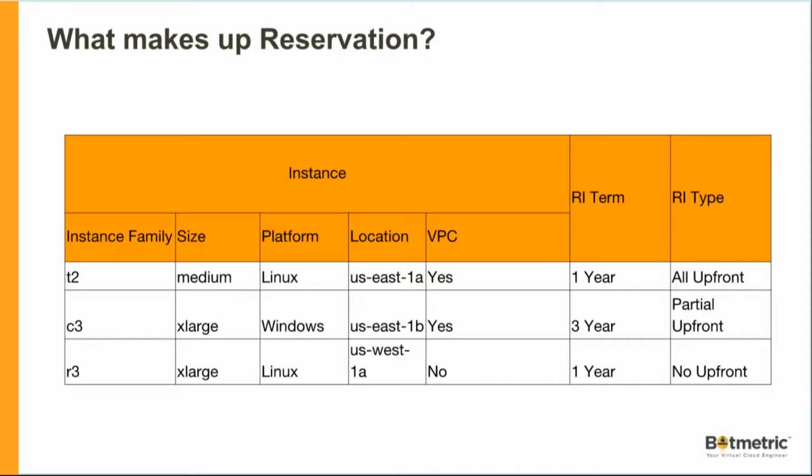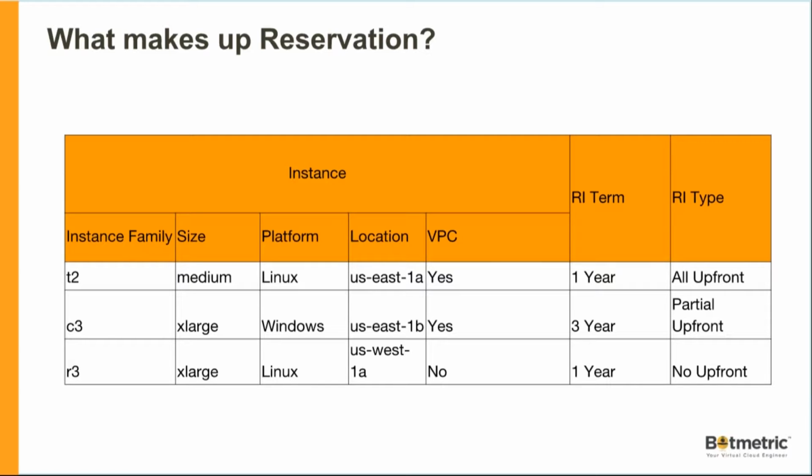So what makes up a reservation? You can see on the screen all the things which make up a reservation. There is no instance ID mentioned here, because the instance ID doesn't play any role. It's all about getting a coupon with these parameters. I'll take the first example. The instance family, size, platform, location, and VPC are the parameters needed to have a reservation, so that it gets applied when you run a machine of the same specification. Then your coupon will get applied to that machine. So that is the whole part about reservation.